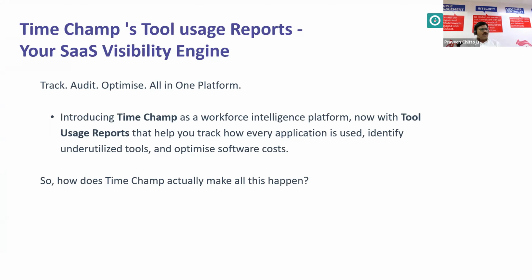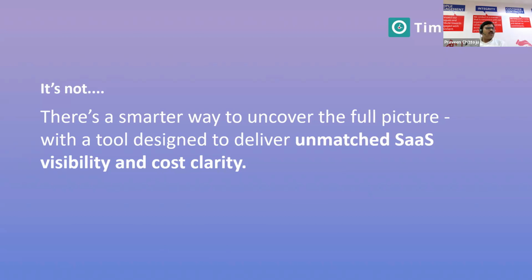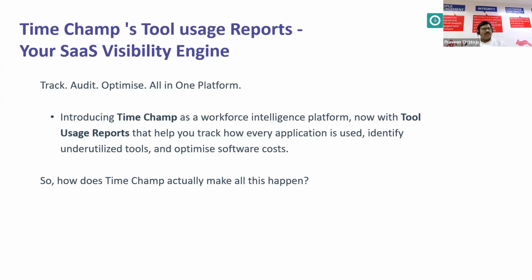Okay, the TimeChamp tool usage report. This is one of the solutions we have given to our clients. You can see the TimeChamp tool usage report for your SaaS visibility engine. It will track, audit, and optimize, all in one platform. You can track and audit how many people are using a tool, how much time they are using it, and what the ROI is. It gives a clear picture and also offers optimization suggestions.